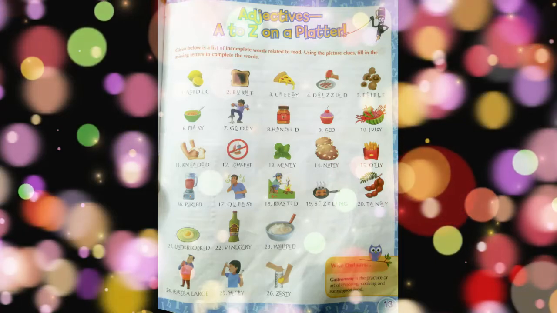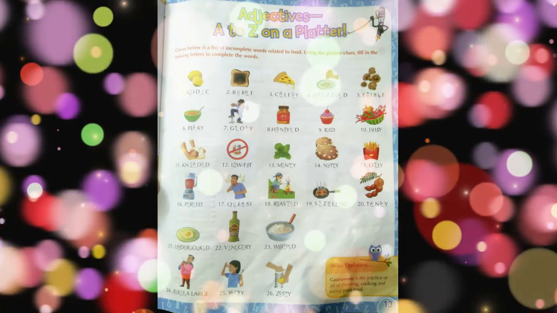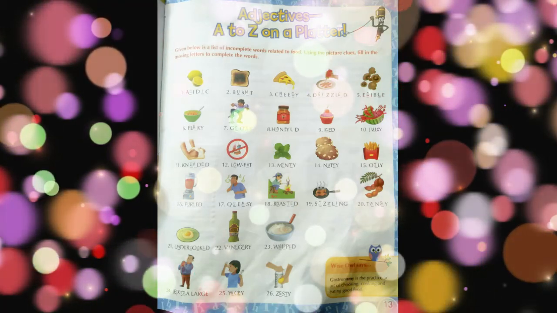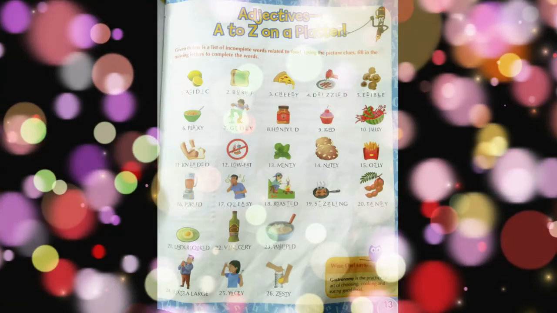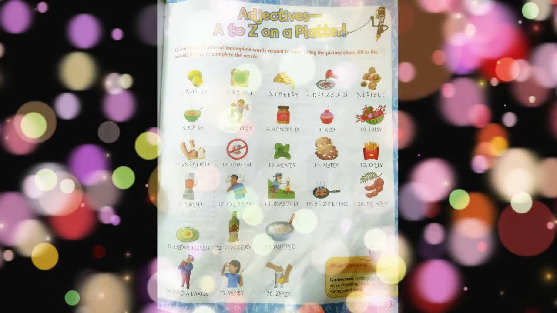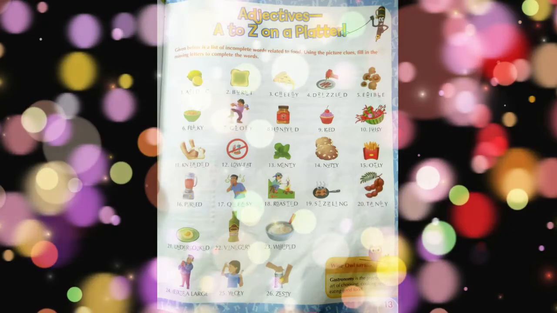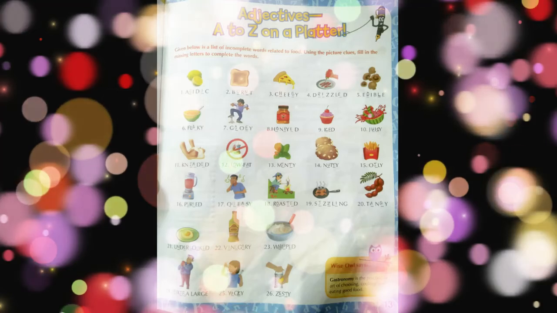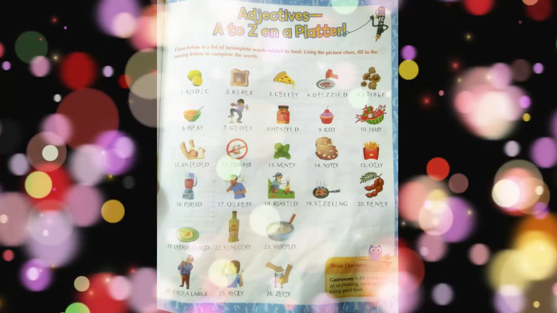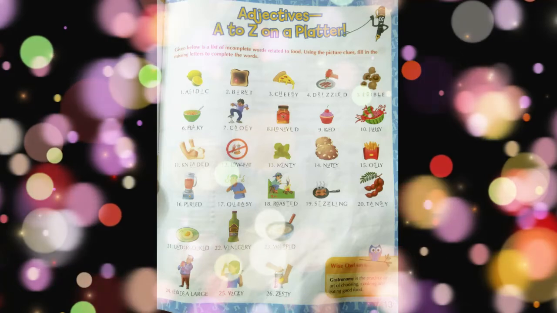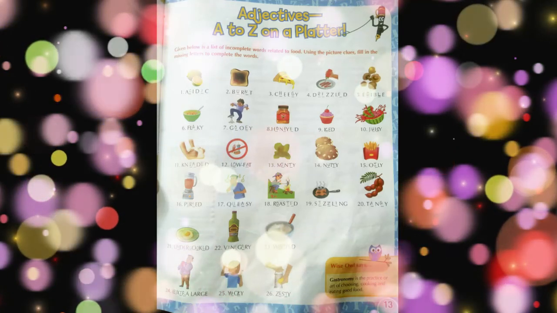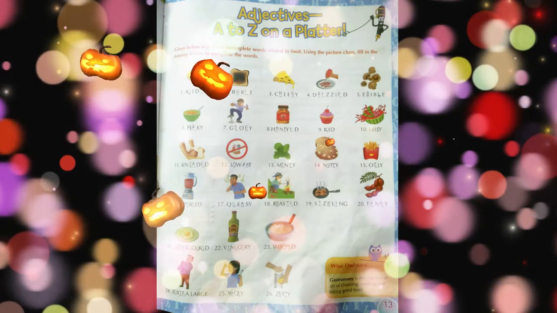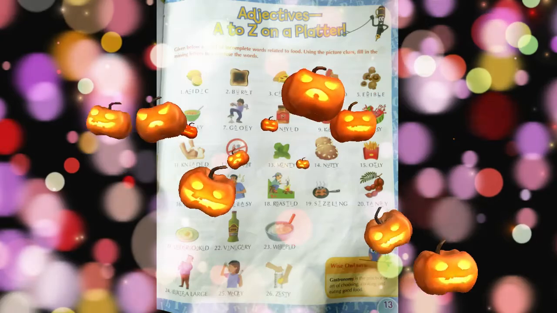Okay, please open page number 13. Given below is a list of incomplete words related to food. Using the picture clues, fill in the missing letters to complete the words. See the first one, see the picture, it's a lemon, isn't it? Lemon. A dash I D dash C. Can you guess? A C I D I C, acidic.